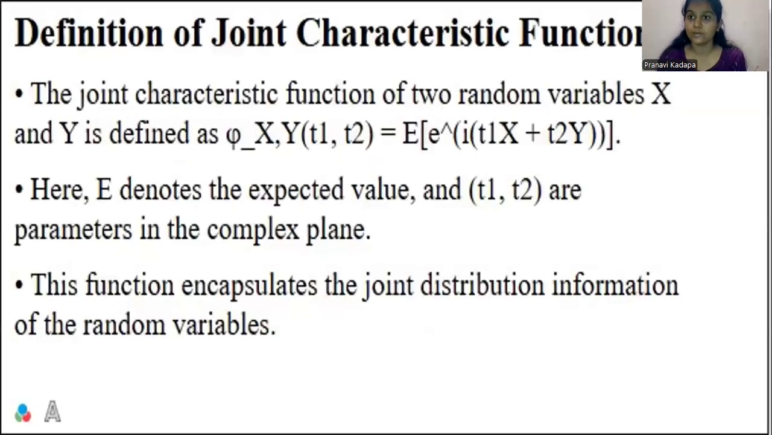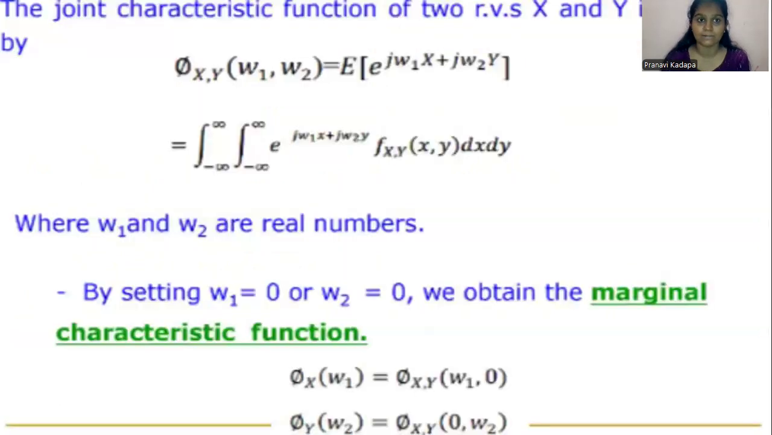So before going into the answer, let's see what the joint characteristic function is. The joint characteristic function of two random variables X and Y is defined as phi X,Y of t1, t2, that is the expectation of exponential of i t1 X plus t2 Y. Here E denotes the expected value and t1, t2 are the parameters in the complex plane. This function encapsulates the joint distribution information of the random variables.